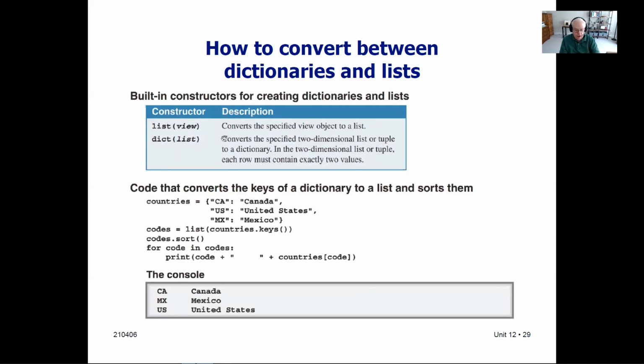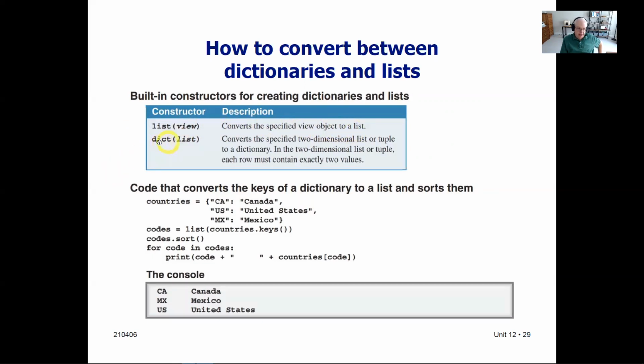First off, I'll look at the 2 constructors. List of a view object, and I don't know if I made that clear earlier, but the list method has to work on a view object. It converts a specified view object to a list. That means that we have to run either the keys, the values, or what was the third one? Items. One of those 3 methods to create a view object, okay? And that will create a list.